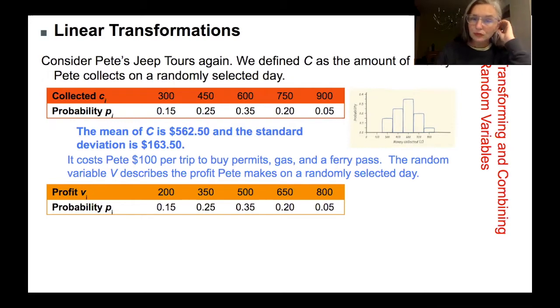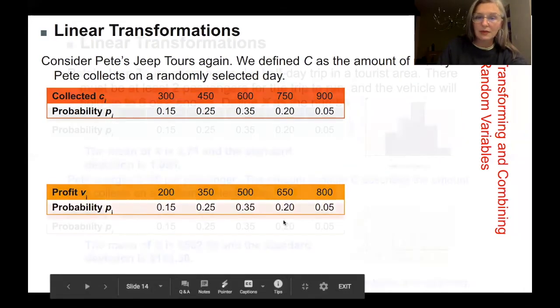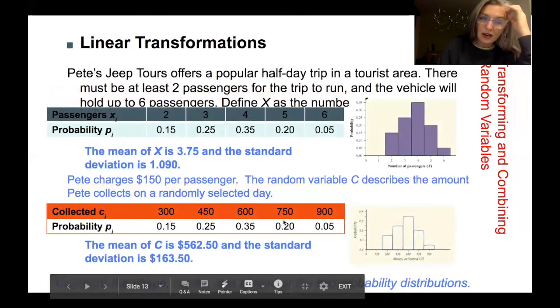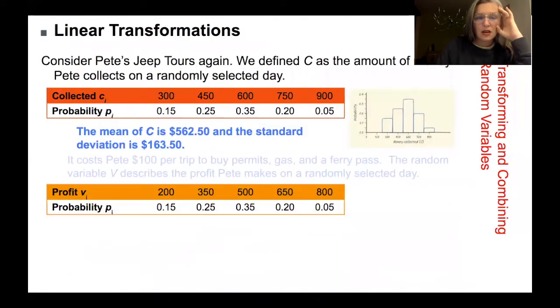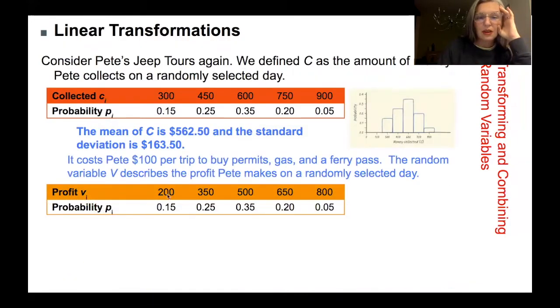So now we're saying, okay, each one increases by one person, right? And if you need to back up, that's okay. We've got distribution of 2 passengers here. And so what we end up with here is kind of subtracting $100 across the board, right? Because we're talking about permits, gas, and ferry, and I think I said per person, but now that I'm reading this, it's not per person, it's per trip, right? Per trip, sorry. So just minus 100 for each one.